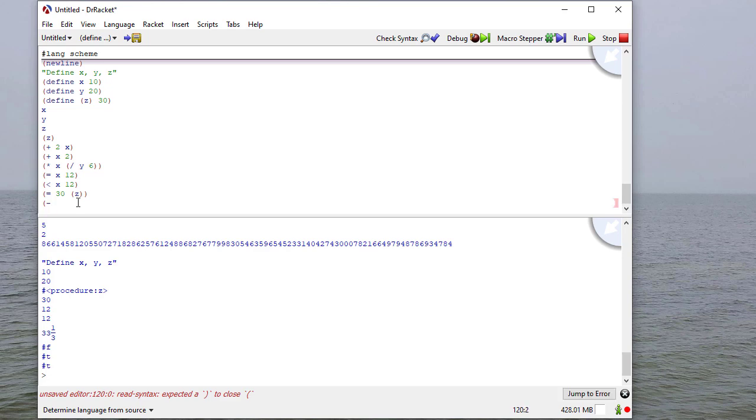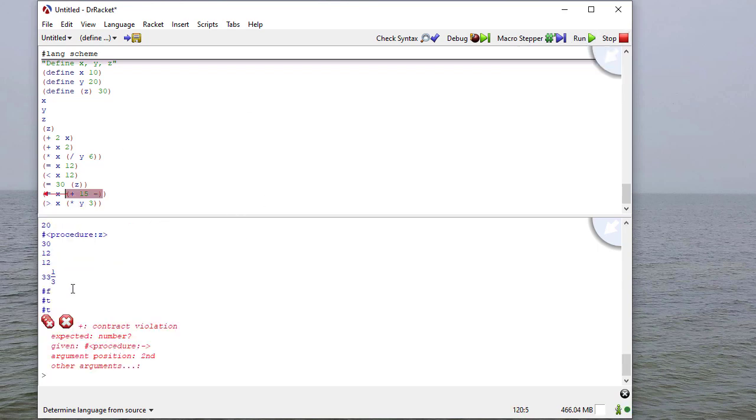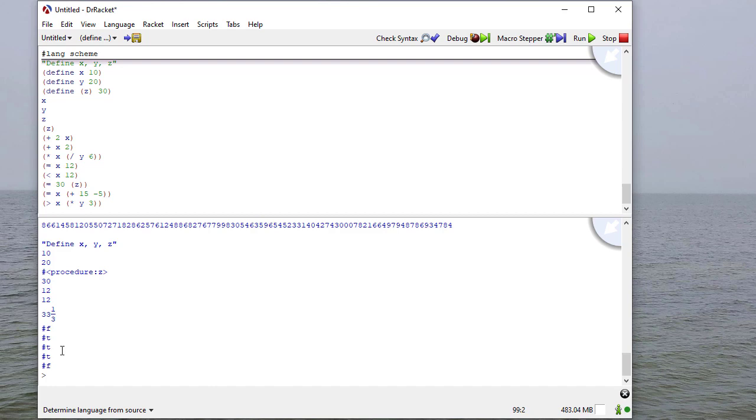I can also do more complicated equality checking. Like I could say, is x equal to 15 plus negative 5? Or is x less than times y 3? And here we have a contract violation because that should be a negative 5, not just negative. And so you can see we get the results we would expect.